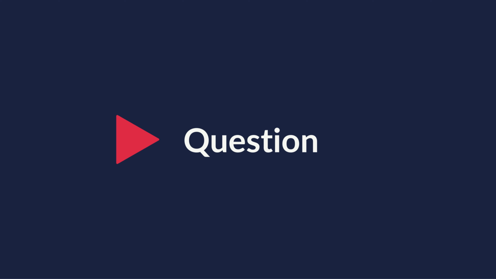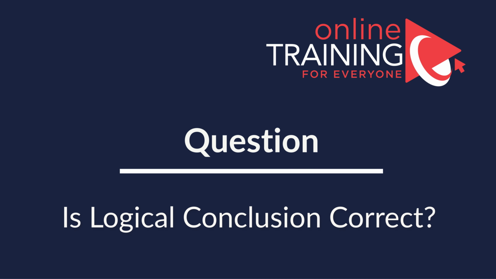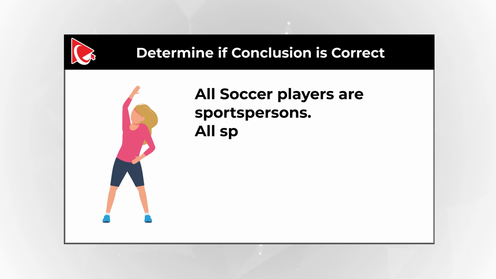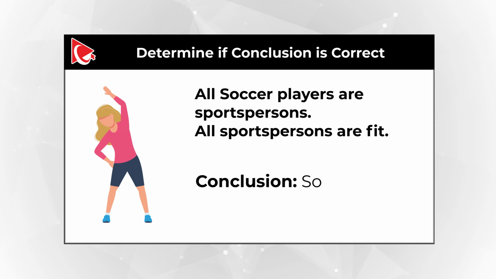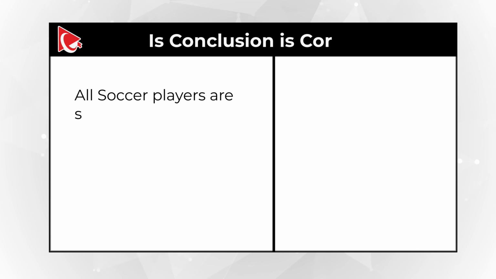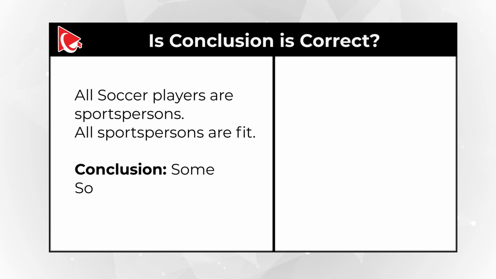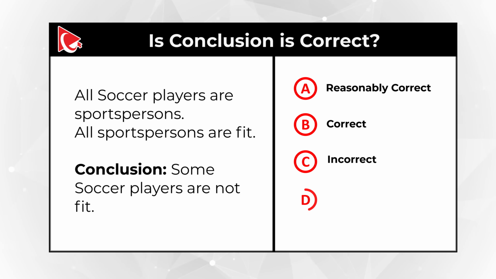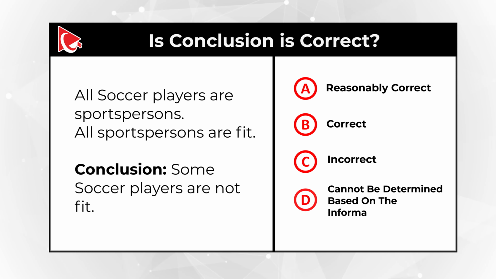Here is a frequently used question to test how logical you are. You need to determine if the conclusion is correct based on the statements. Let's look at the statement. All soccer players are sports persons, and all sports persons are fit. Conclusion: some soccer players are not fit, and you need to determine if this particular conclusion is correct. You have 4 different choices. Choice A, it's reasonably correct. Choice B, it is correct. Choice C, it's incorrect. And choice D, cannot be determined based on the information available.